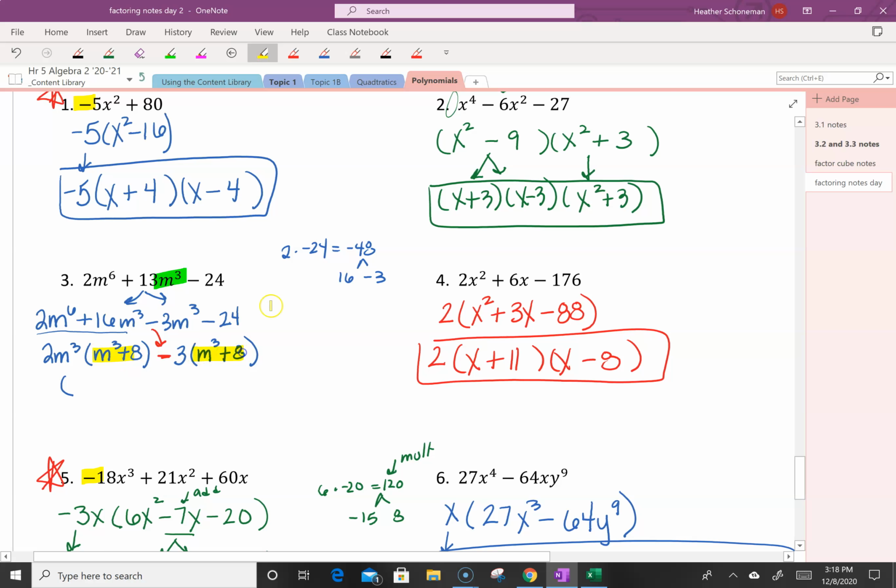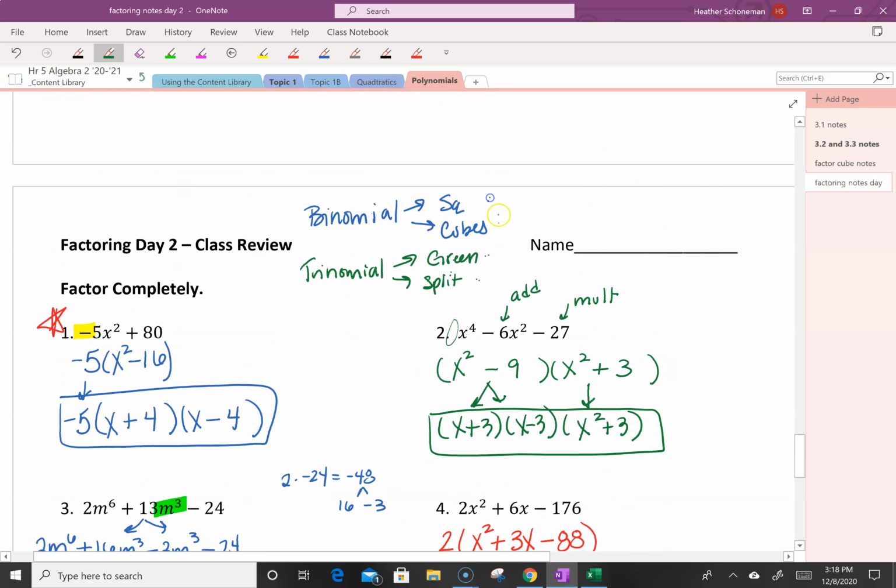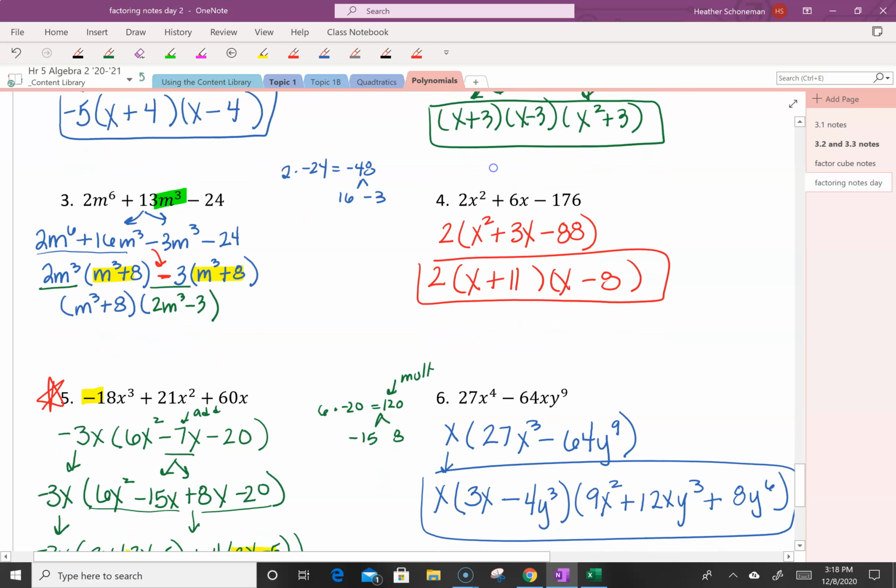Now I need to rewrite it. So what they share is the m cubed plus 8. And then what they split was the 2m cubed minus 3. Now it looks like we should be done, but when the exponents are not the invisible 1, we have to see if it factors further. Well, when it's a binomial, you can either do squares or cubes. Well, the exponent of 3 really just works for cubes. Now if I look at this one in the green, I can't take the cube root of 2 or 3. But oh my gosh, 8 is on my cube list.